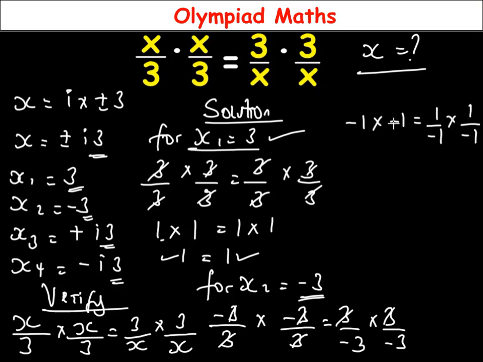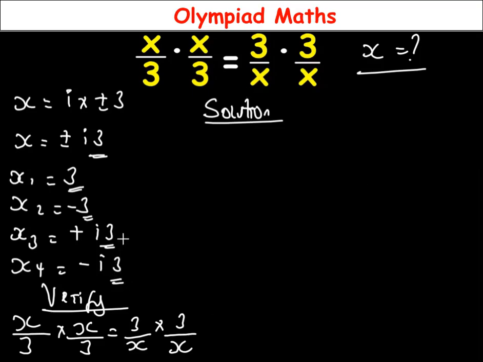So minus 1 times minus 1 is plus 1, is equal to 1 over minus 1 is minus 1 times 1 over minus 1 is minus 1. Now 1 is then equal to minus 1 times minus 1 is equal to plus 1. So as you can see, the value of the left hand side is equal to the value of the right hand side. So that means that the value of x2 at minus 3 satisfies the equation.